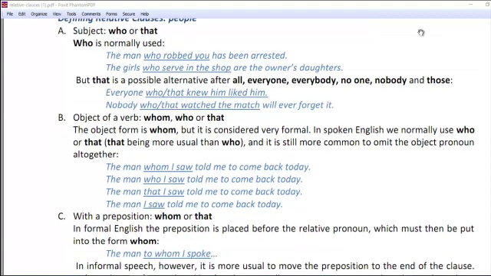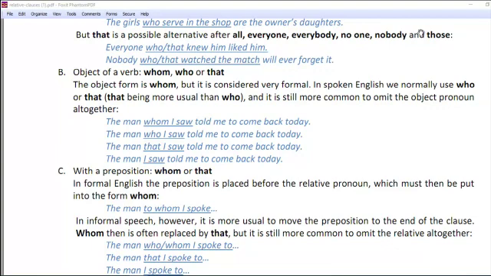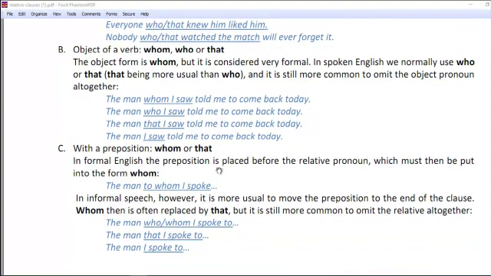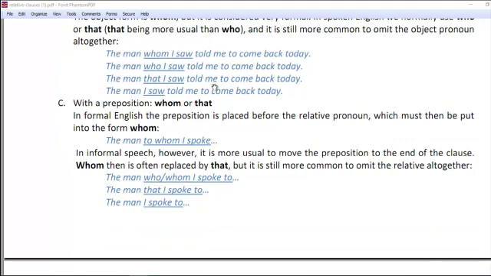Point number C. With the preposition, whom or that. In formal English, the preposition is placed before the relative pronoun, which must then be put into the form whom. So we are going to use whom instead of who or that. The man to whom I spoke. To whom. Okay, so we used whom instead of that, because we have a preposition here, to.